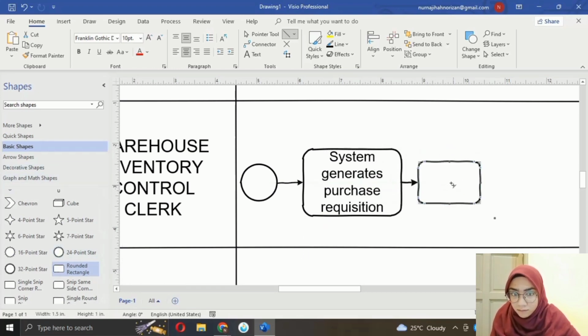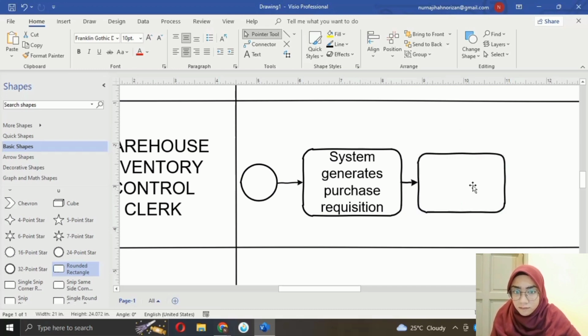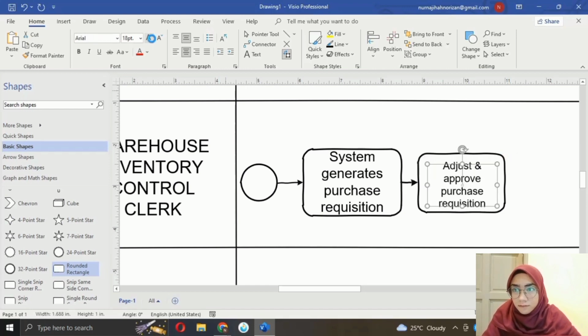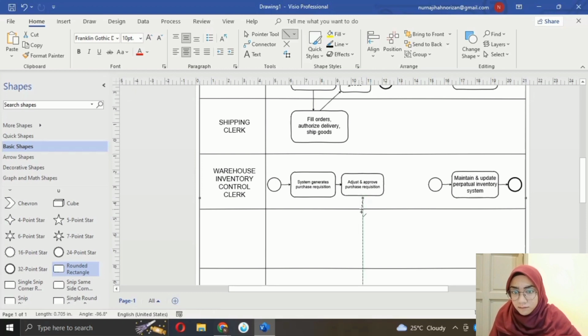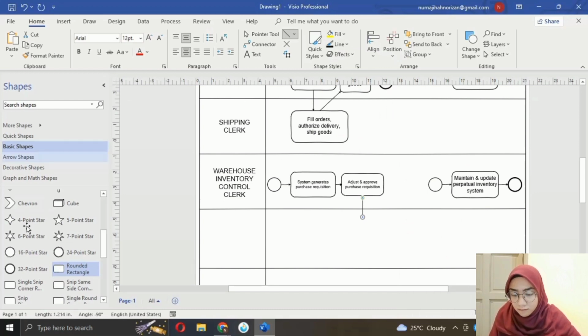After that, we put another rectangle and the process continues. The explanation is adjust and approve purchase requisition. So to continue the process, from this rectangle, we make another arrow going down for the next row of the process.